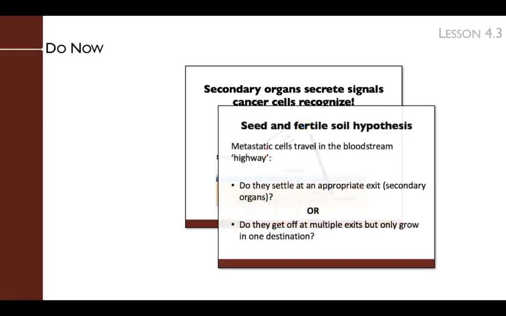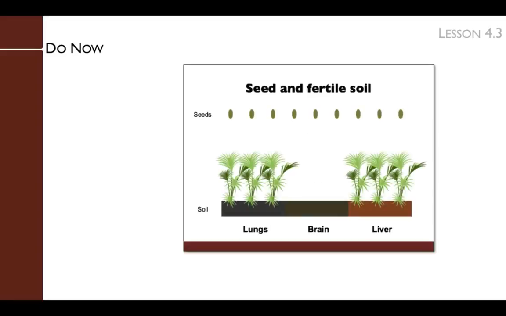So the question is, do the metastasizing tumor cells only get off the bloodstream highway at exits where they sense these signals? Or do they get off at many destinations, but only grow in the ones that provide the right environment? This is the question we will explore today. It's called the seed and fertile soil hypothesis.